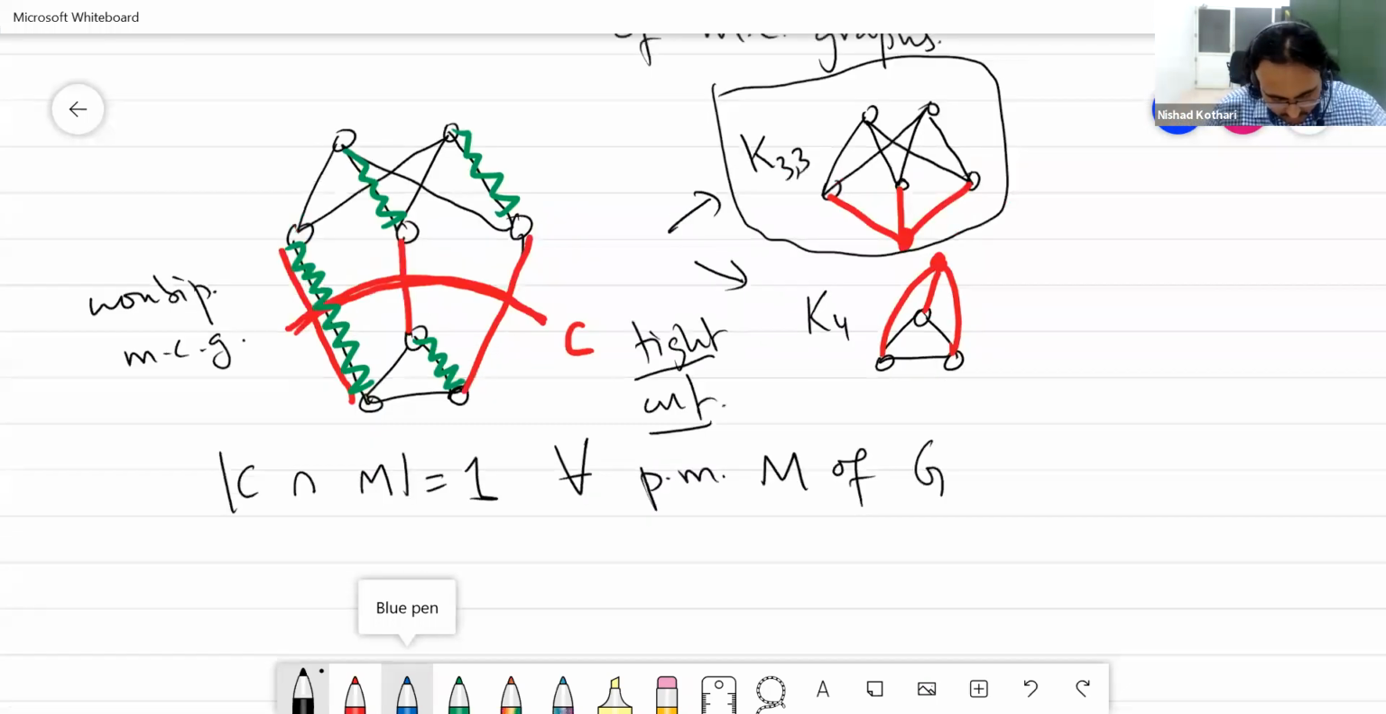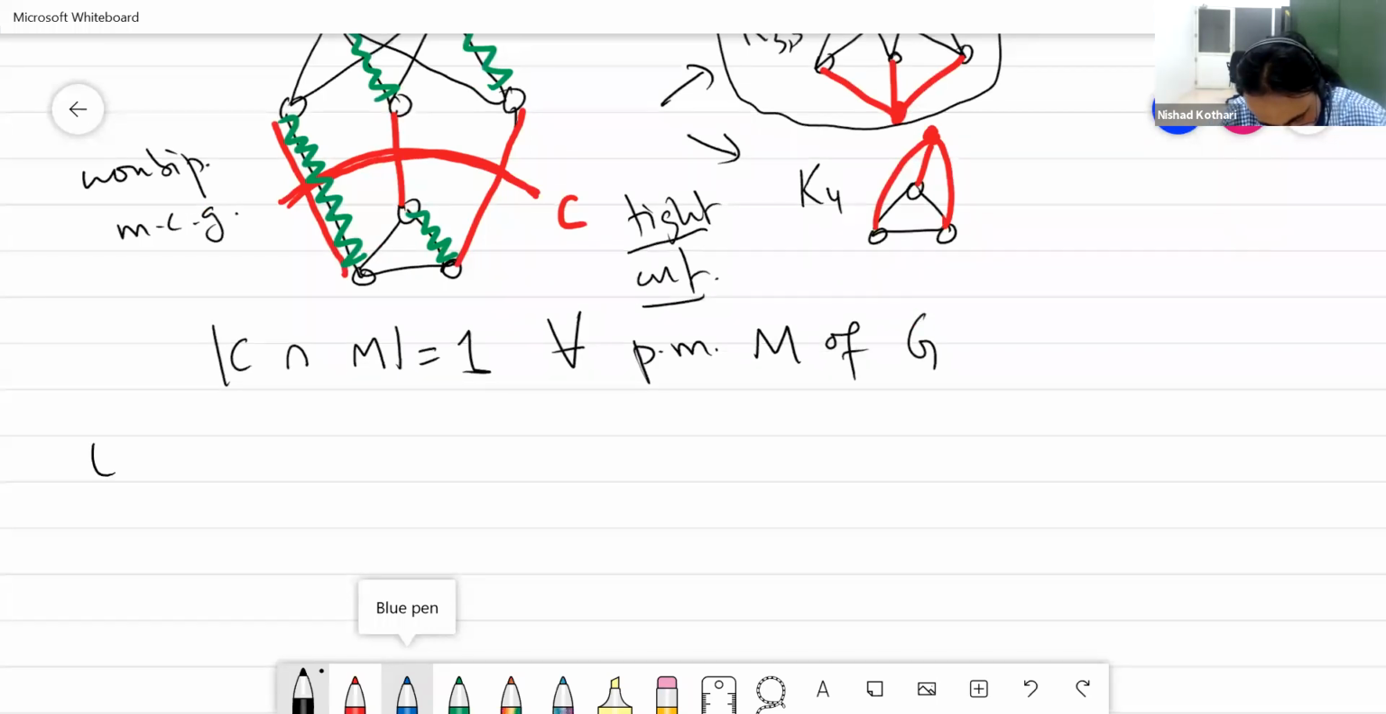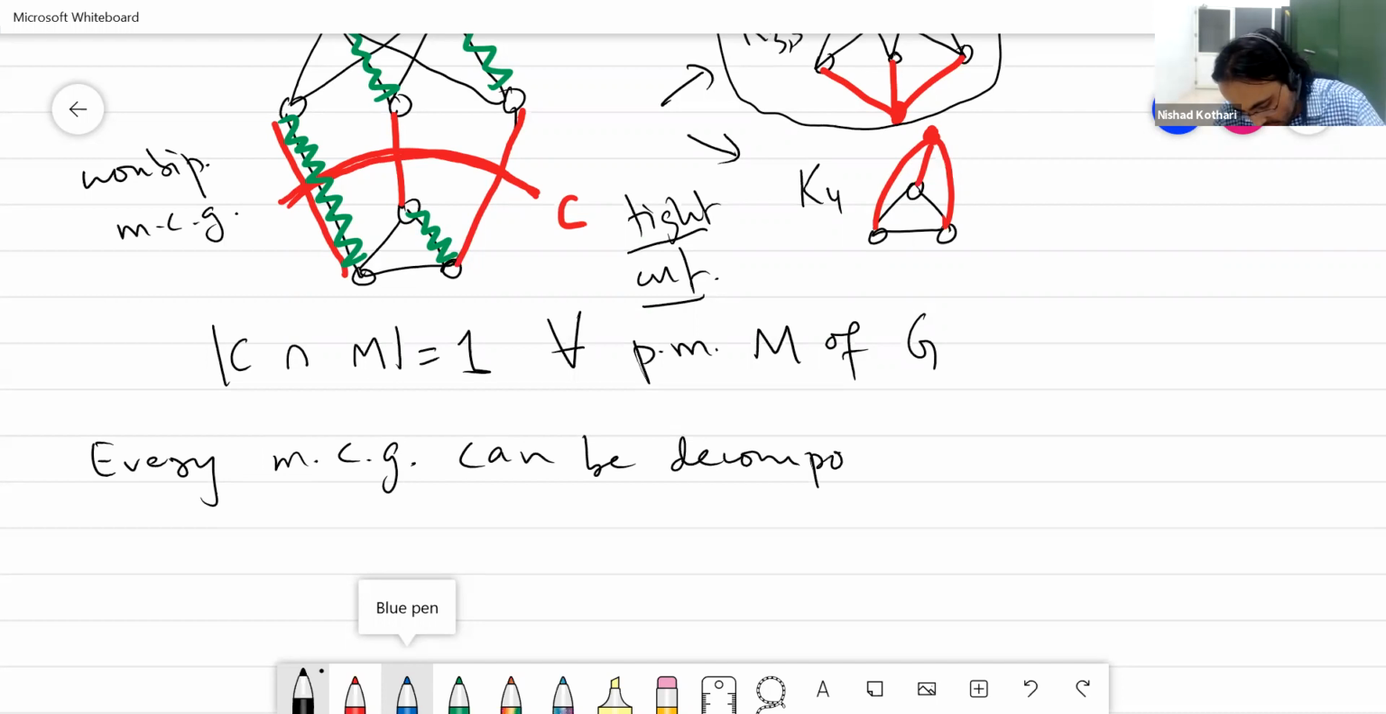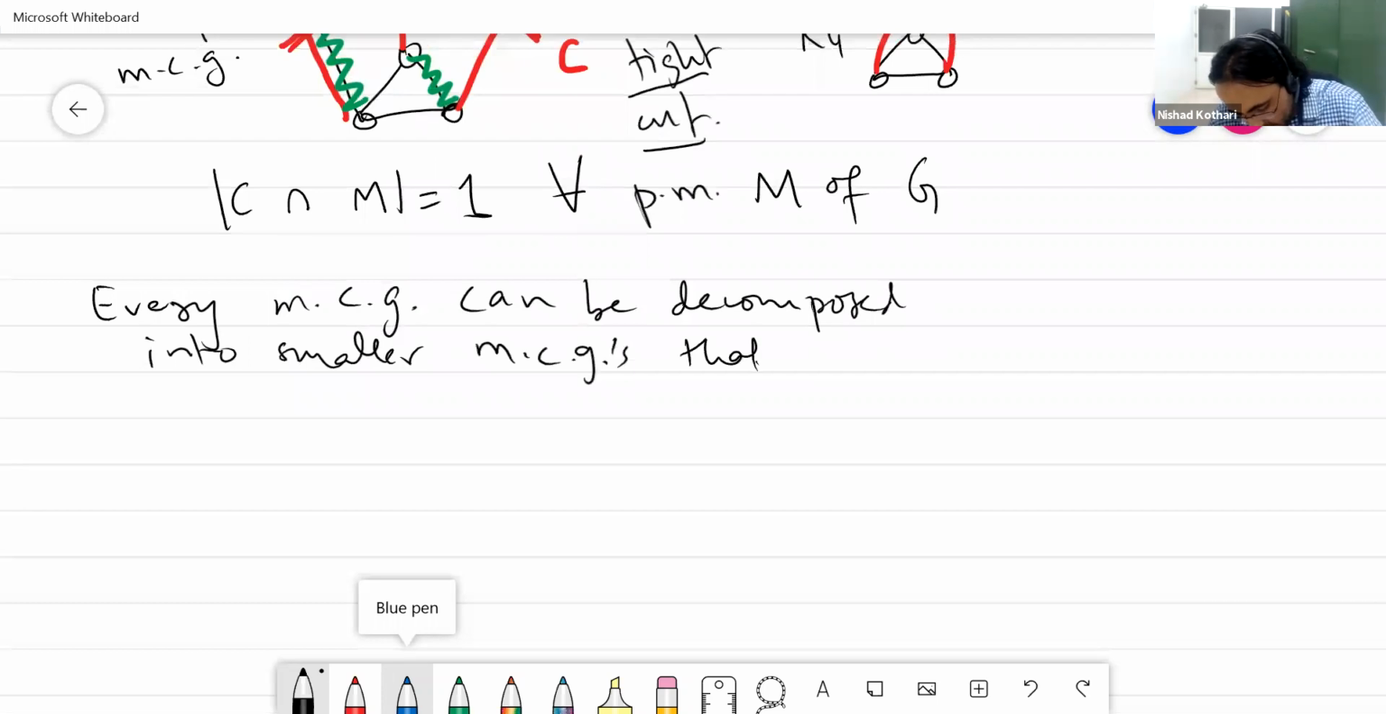Okay? So the point of this discussion is that every non-bipartite, actually it doesn't have to be non-bipartite, every matching covered graph can be decomposed or broken down, if you like, into smaller matching covered graphs that do not have tight cuts.